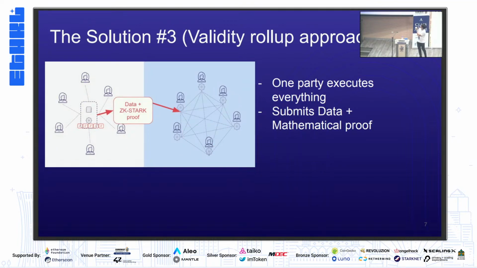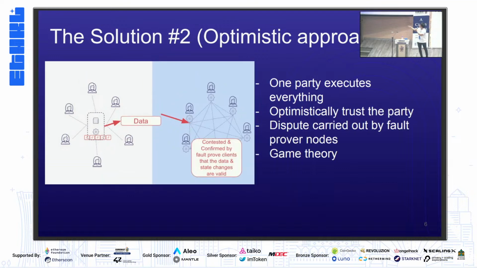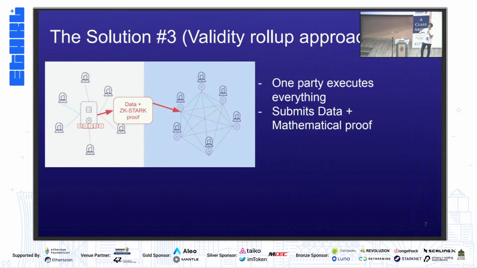The third solution is what we call the validity rollup approach, where, similar to the optimistic approach, one single party will do all the execution, and the data that is being executed will then be published on the layer one chain, similar to the second approach. In addition to publishing the data, you also publish this thing called the proof. So you're proving that the state changes are being done correctly, thereby eliminating the need for a fisherman to always monitor the activity of the chain.